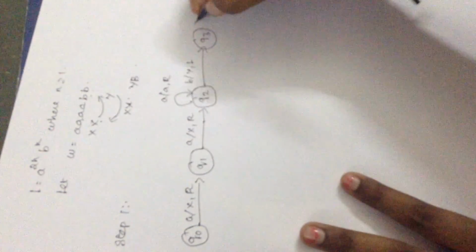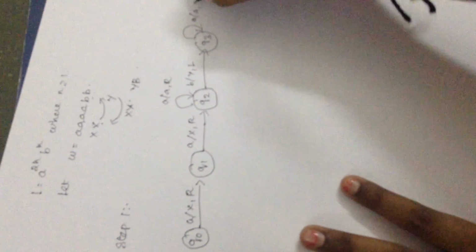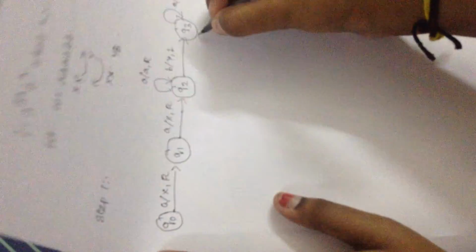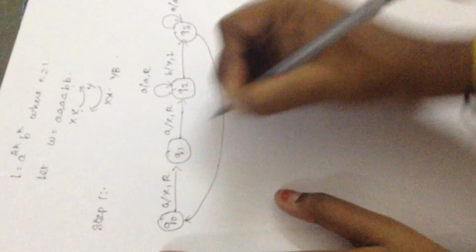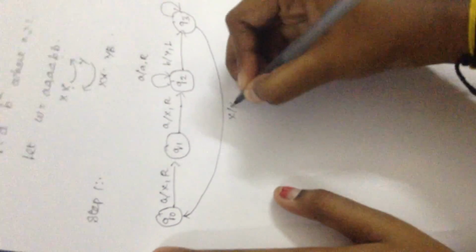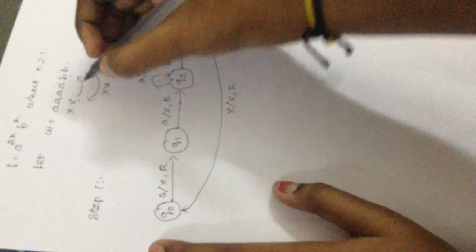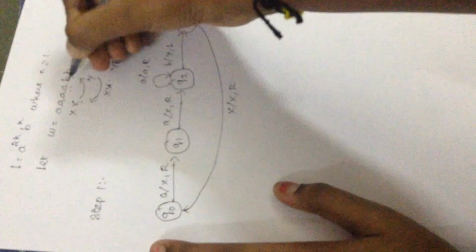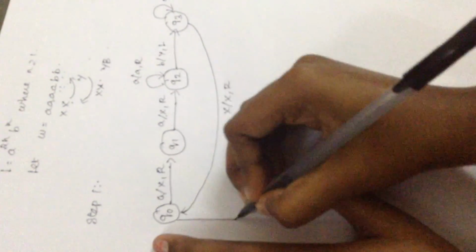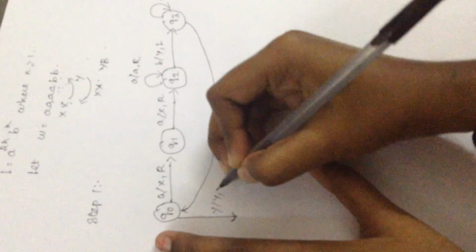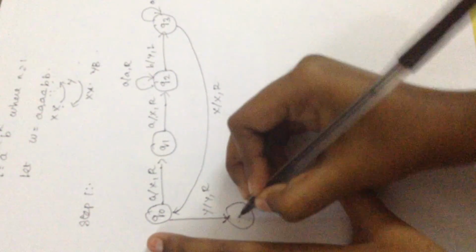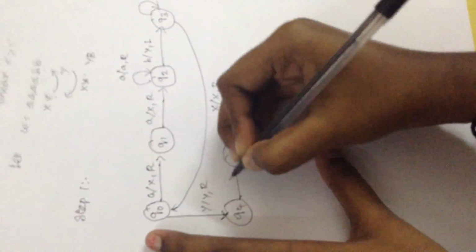In that we have many a's, so we just keep that a as such and move in the left hand side direction until we reach x. We just keep the x as such and move in the right hand side direction, and again convert that a into x, and again convert the next a with x and move in the right hand side direction. This process continues, and if we reach y, we just keep the y as such and move in the right hand side direction, and halt the process.